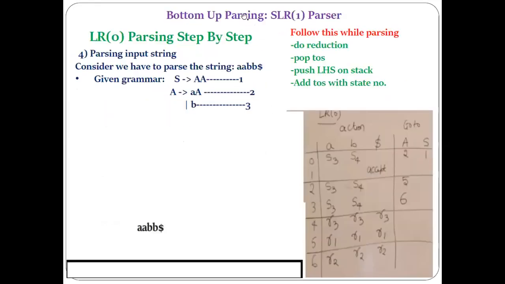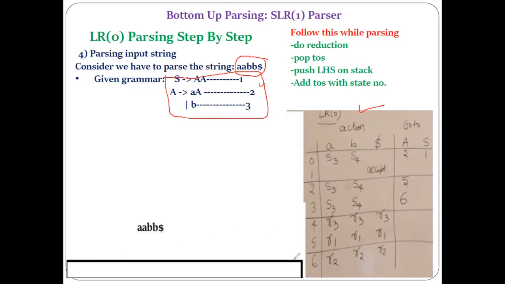Our next important step is parsing the particular string. We have been given this string AABB dollar, and this grammar, which we have numbered, and using this we have to parse the string. In order to parse this string, we are going to take the help of the LR0 parsing table. This is the same parsing table that we have constructed. Now let's see how to parse.